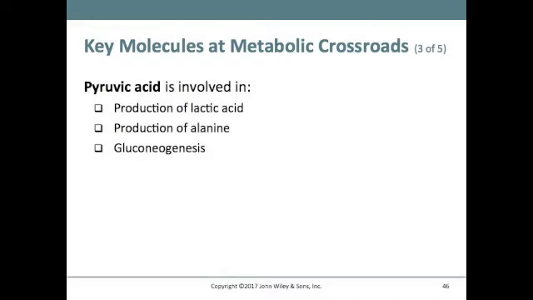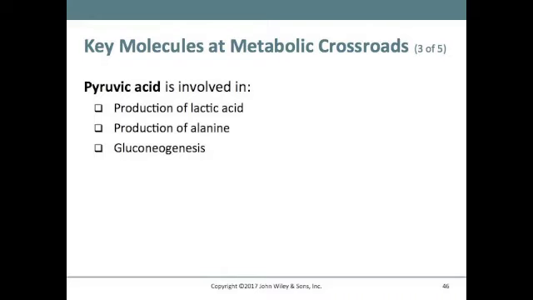Pyruvic acid is also involved in the production of alanine. Carbohydrate and protein metabolism are linked via pyruvic acid. Through transamination, an amino group can either be added to pyruvic acid to produce the amino acid alanine or be removed from alanine to generate pyruvic acid.